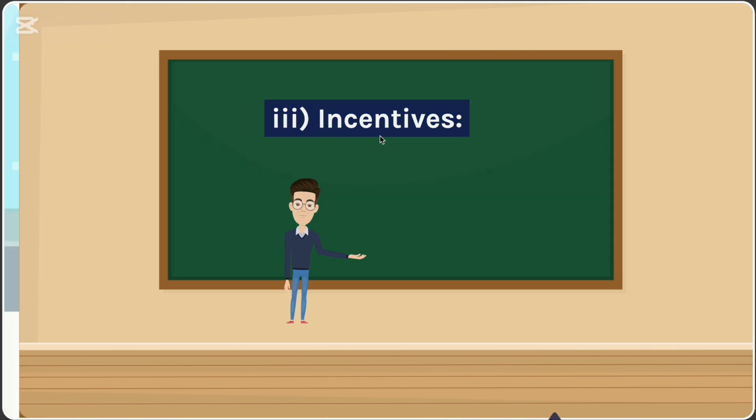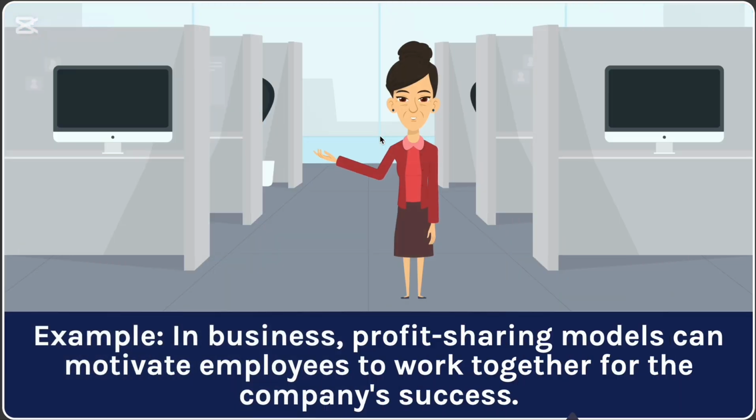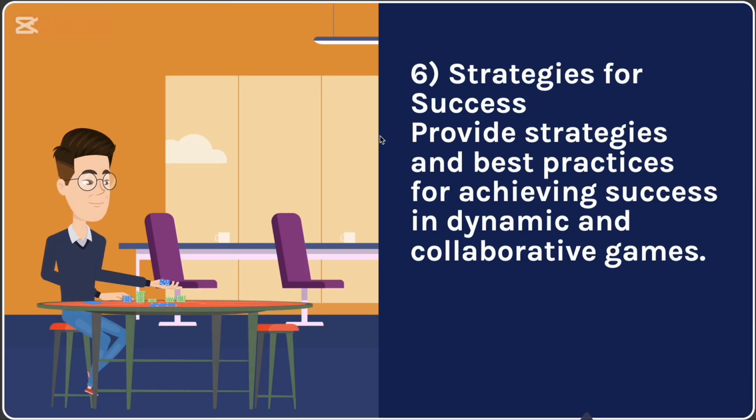Incentives. Incentive structures such as rewards for cooperation or punishments for defection are essential in promoting long-term collaboration. Example: in business, profit-sharing models can motivate employees to work together for the company's success. Strategies for success: strategies and best practices for achieving success in dynamic and collaborative games.